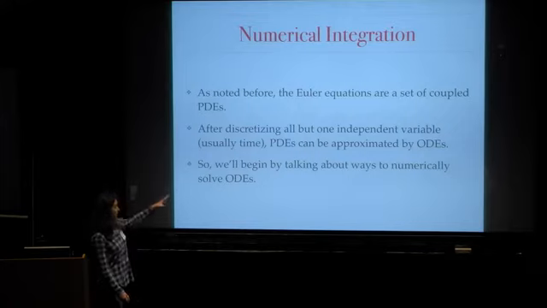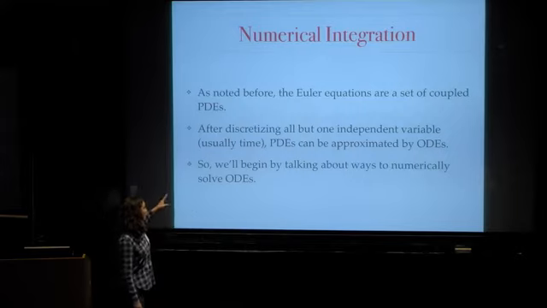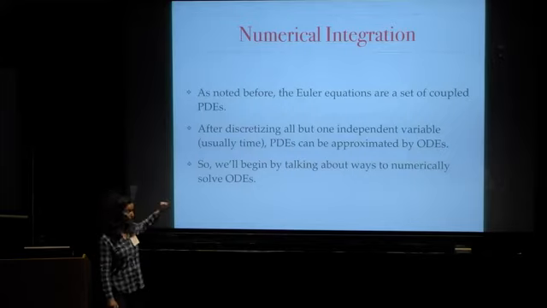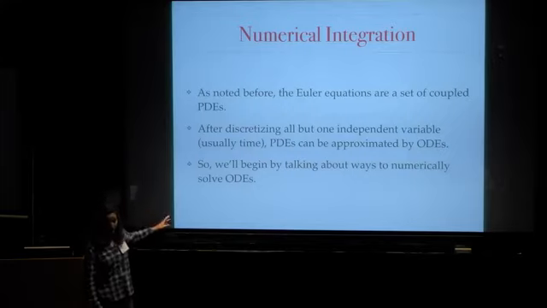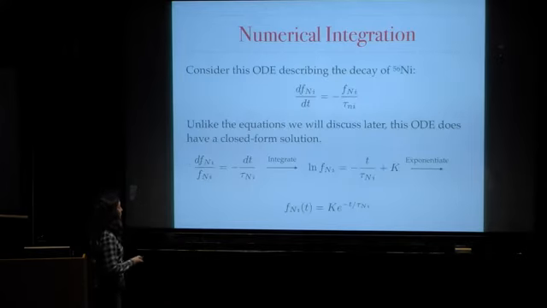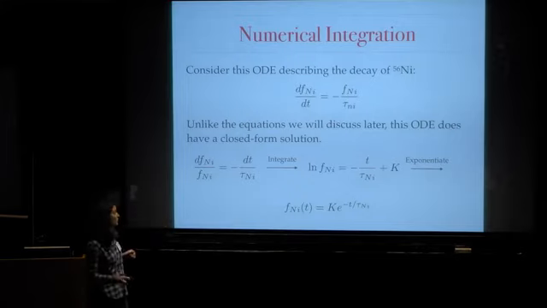And if we discretize all but one independent variable, which is typically time, then we can approximate these PDEs by ODEs, ordinary differential equations. And we have lots of ways to numerically integrate ODEs. So I wanted to start with just a really simple example because it has a nice analytic solution, and so I can illustrate some of these principles.